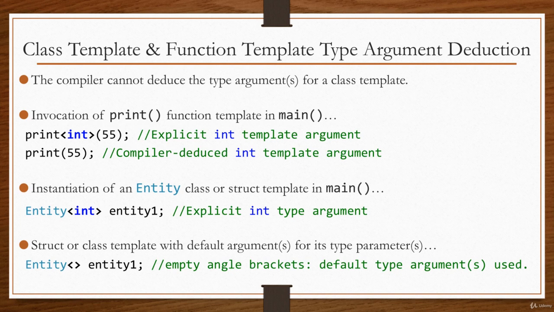For the next example we do an instantiation of an entity class or struct in the main function. We do entity followed by the angle brackets, and we have to specify explicitly the type argument, in this case int, then the name of the actual object or instance, in this case entity1. And if you want to pass in arguments for the constructor, then you have the parentheses and your argument list in there. But the point of this is the compiler cannot deduce the type arguments for the class template. If you have a class or struct template with default arguments for its type parameters, then we can use the empty angle brackets when we instantiate that entity, in which case the default type arguments will be used.